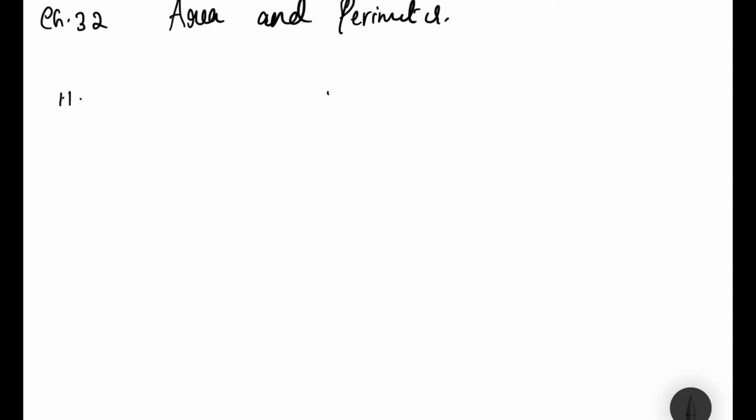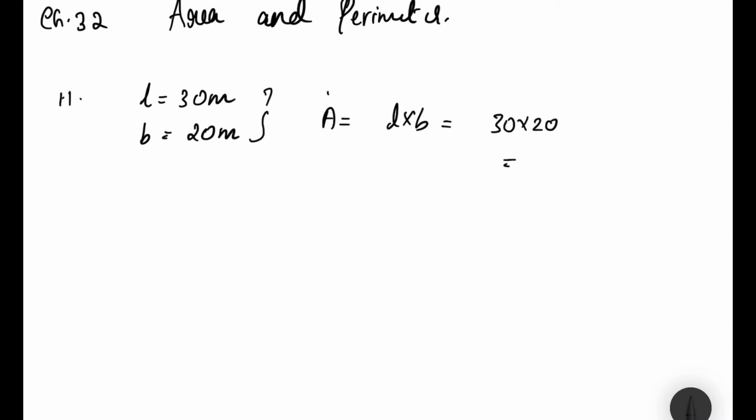Question number 11. Length of a rectangle is 30 meter and breadth is 20 meter. Find the increase in area if its length is increased by 10 meter and breadth is doubled. How do you find it? First we'll find the area of the given rectangle, that is L into B, equal to 30 into 20, equal to 600 meter square.